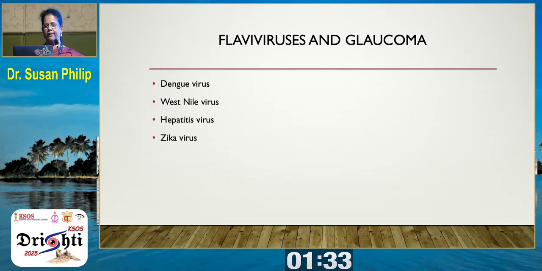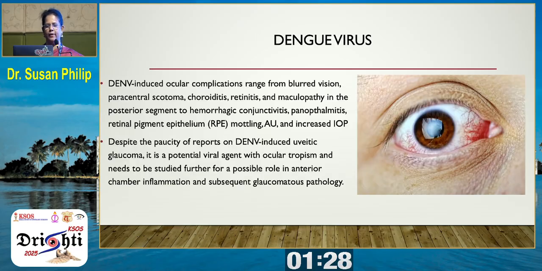These are the flaviviruses causing glaucoma: dengue, West Nile virus, hepatitis virus, and Zika virus. Dengue virus induced ocular complications include paracentral scotoma, blurred vision, retinitis, etc. But anterior uveitis and glaucoma have also been reported. Despite the paucity of reports, dengue virus induced uveitic glaucoma is a potential entity, because it is a viral agent with ocular tropism, that is, it has an affinity towards the eye, and there is a need for study to see whether it is associated with glaucoma.